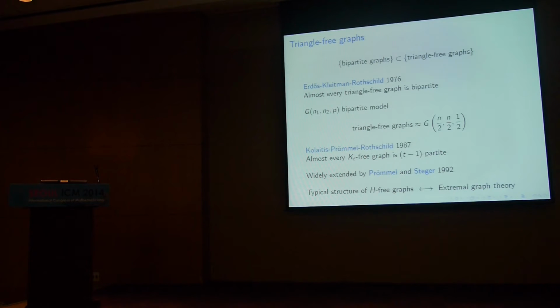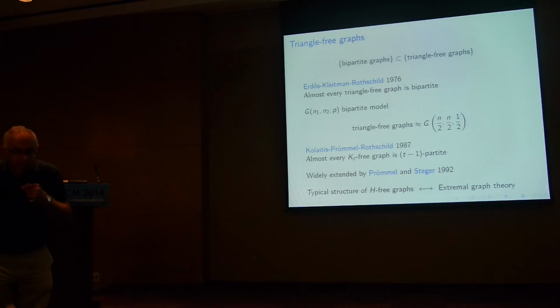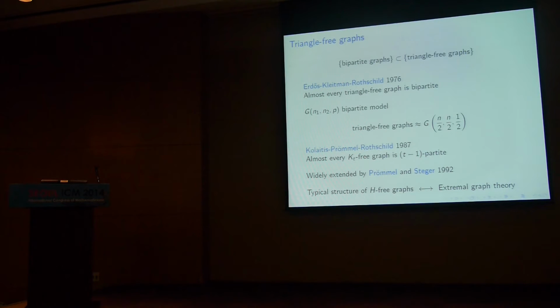This was later extended by Kolaitis, Prömel and Rothschild in a more general result: almost every K_t-free graph is (t-1)-partite. Then it was even later extended by Prömel and Angelika Steger. They found a condition on a graph H such that almost every H-free graph is partite in this sense, and this condition is that there is an edge which is color-critical. I will not go into that.